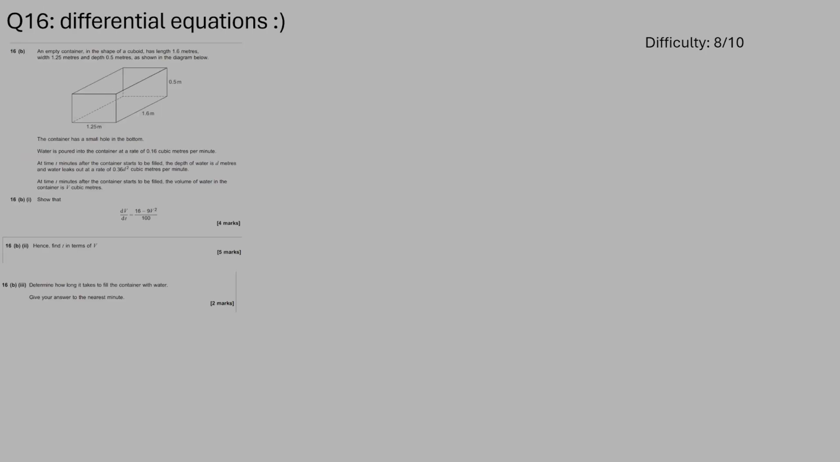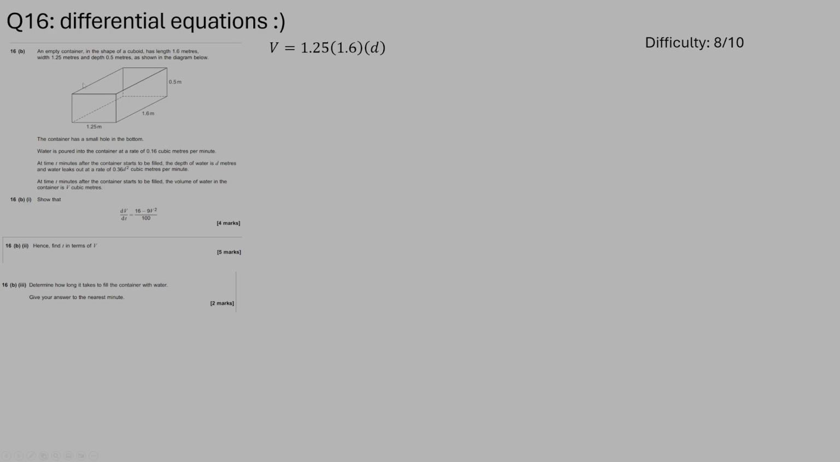Alright, we got a final question here. This is a very difficult differential equation question. Well, it's always difficult if it's differential equations. So the first part isn't that difficult, but we're going to look at finding the volume at a certain point. You have to read all this before you start watching, because there's a lot to comprehend.